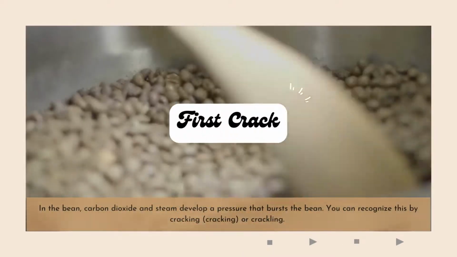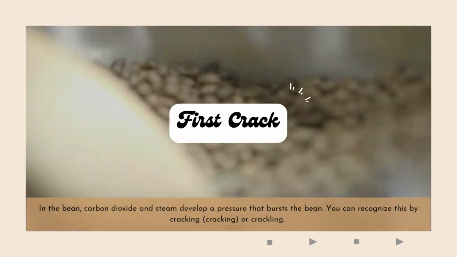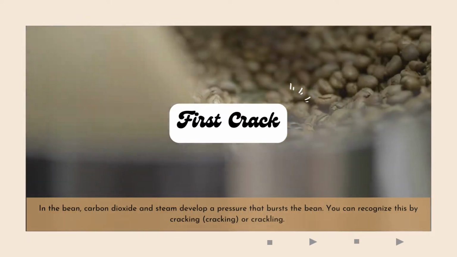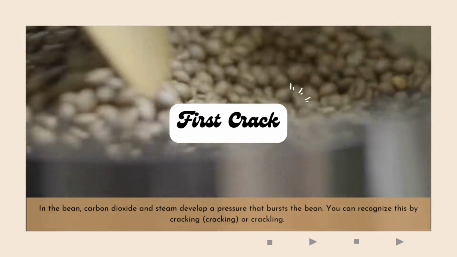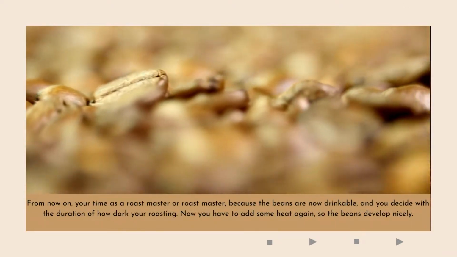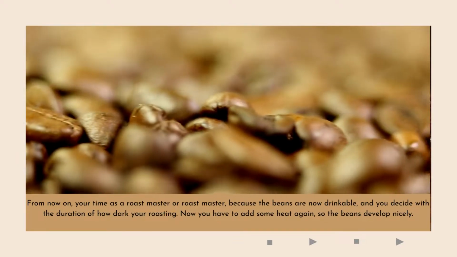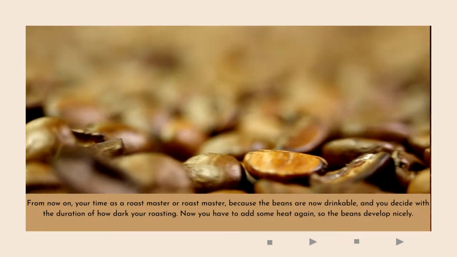Then, first crack. A big moment for you as a roaster. In the bean, carbon dioxide and steam develop a pressure that bursts the bean. You can recognize this by cracking, or crackling. From now on, your time as a roastmaster begins, because the beans are now drinkable, and you decide with the duration how dark you're roasting.